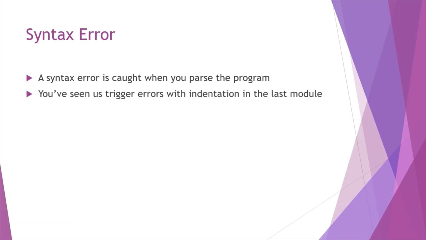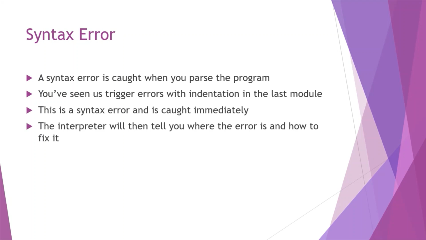So basically, it'll catch it there. You've seen us trigger errors with indentation in the last module, and that was a syntax error. It catches it before it even starts running. It's caught immediately, and the interpreter will then tell you where the error is and how to fix it, hopefully. Occasionally, it might be slightly wrong. It might say it's on line 5 when it's on line 4. It's just kind of a best guess for where the program found the error. For more complex errors, it's a little more difficult. For something like an indentation error, it can say, yeah, that's probably the problem right there.